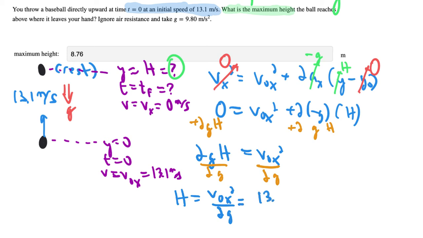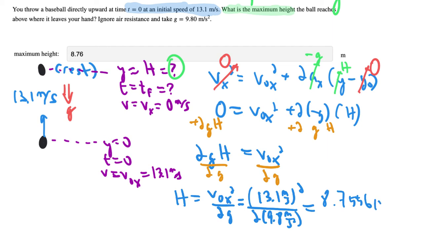So it's 13.1 meters per second quantity squared over 2 times 9.8 meters per second squared. This is 8.7556 12245 meters, which of course should be rounded to how many? 3 sig figs, so 8.76 meters. And we see, hopefully not surprisingly, that that's exactly what Sapling thought we were going to put in there.